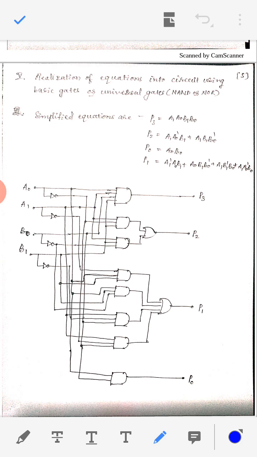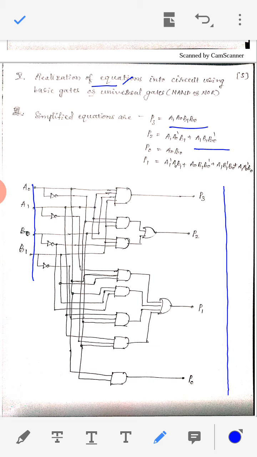Now after simplification, we need to draw the block diagram, or directly, if the equations are simple, we can go for drawing the circuit. So how to draw this? First we need to write down the input variables a0 a1 b0 b1, and the outputs P3 P2 P1 P0. Then you can see the equation here.